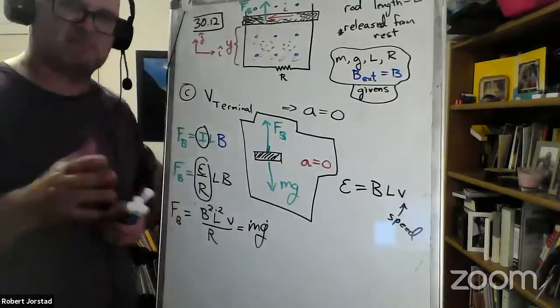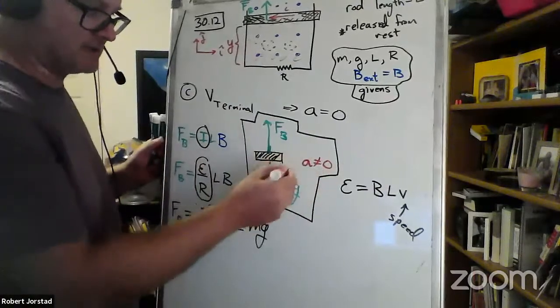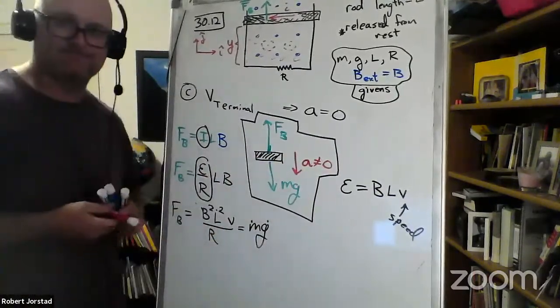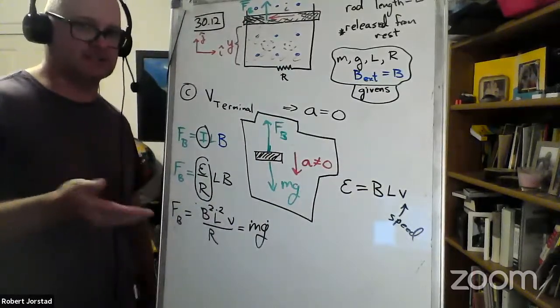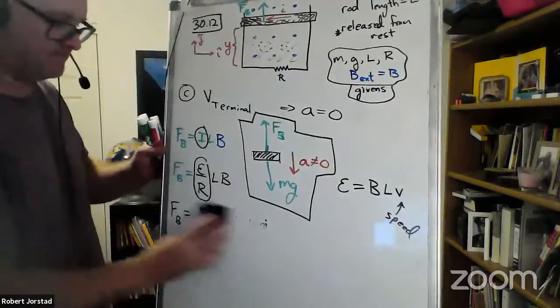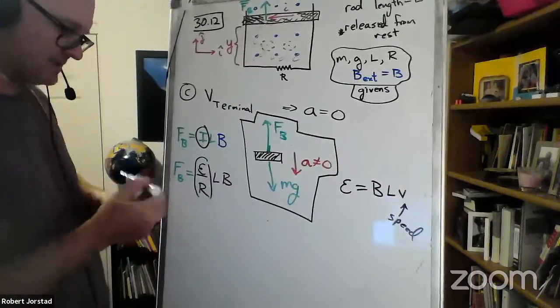I'm going to do this one more time, though. What if A is not equal to 0? Wouldn't it be accelerating downwards? Let's say it's just early on and it hasn't hit terminal velocity. Wouldn't this thing be accelerating downwards? How would that change this equation? It wouldn't change this.